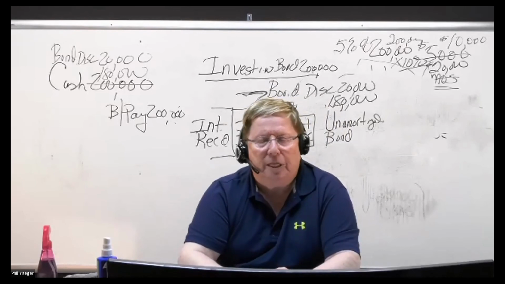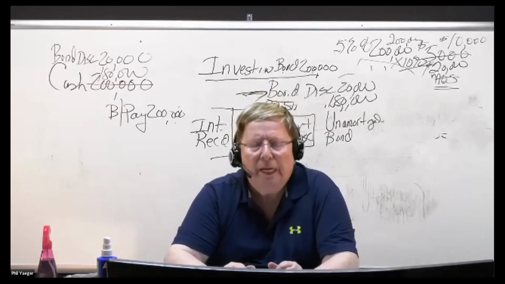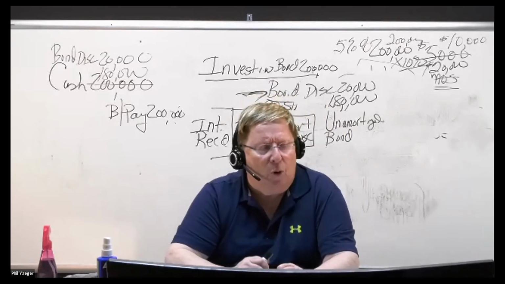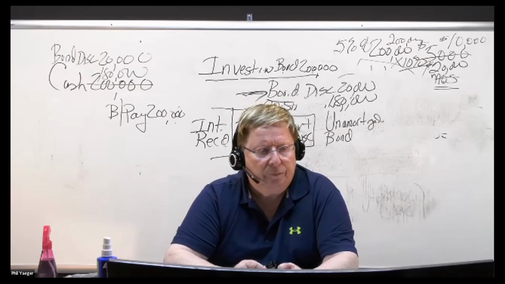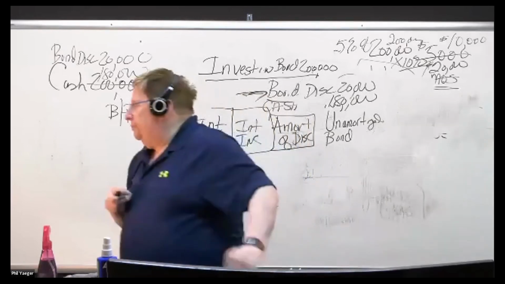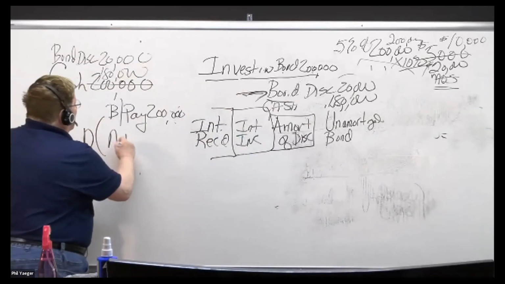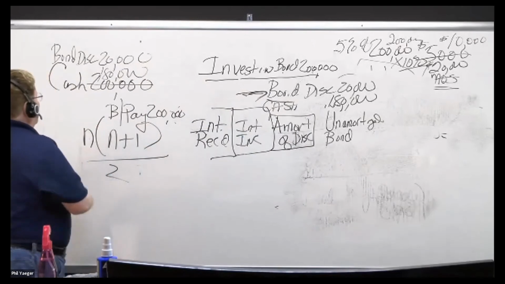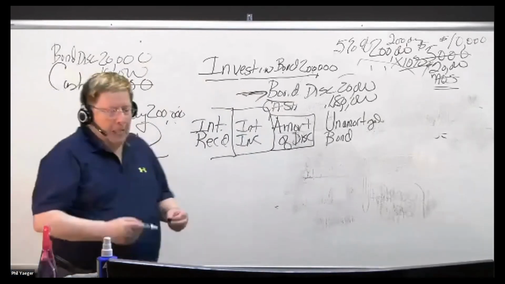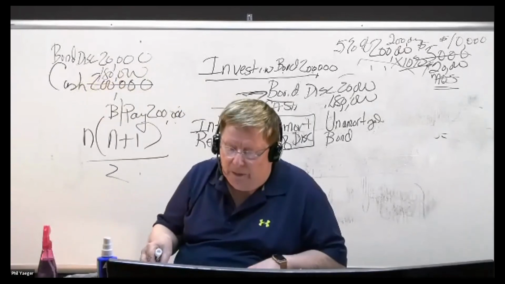Now, with sum of the year's digits, do you subtract the salvage value from the cost? Yes. And do you know the formula to get the denominator, the number of periods? What is it? N times n+1 divided by 2. Correct. That gives you the denominator for sum of the year's digits. All right. Good.